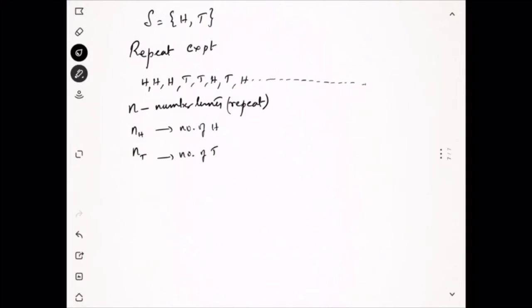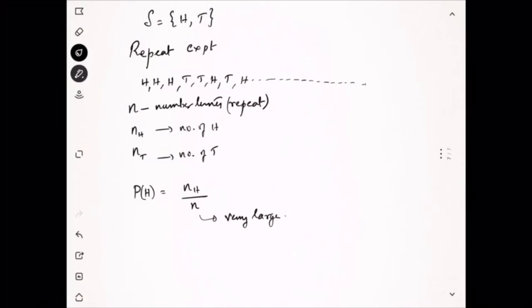Then we can define the probability of head as nh over n, where n is very large. This is the basic definition. Anyway, this definition has some problems, which we will be discussing later.